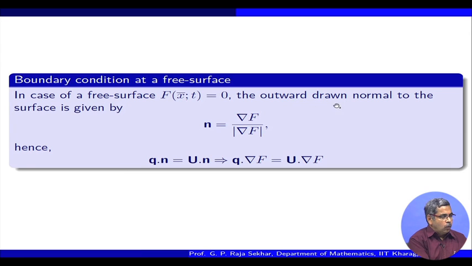Now, the outward normal is this, very straightforward. Hence, q dot n is u dot n, so that implies, because we assume the magnitude of the gradient is non-zero. So, this is a very straightforward calculation. Okay.